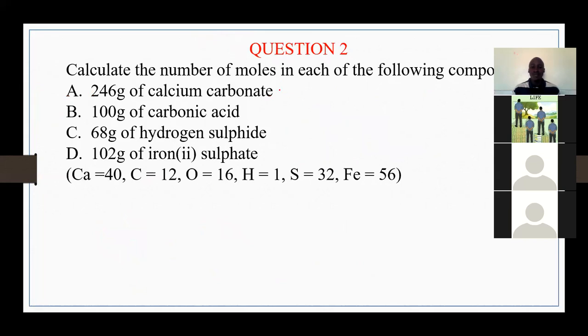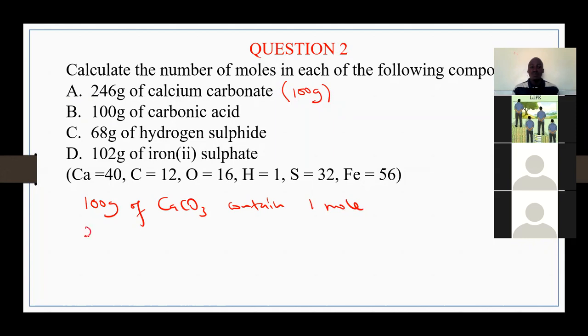So from our previous question, we have seen that calcium carbonate, the mass of 1 mole is 100 grams. But now we want to know the number of moles in 246 grams. So I can say that 1 mole, okay, we can say 100 grams of calcium carbonate contain 1 mole.